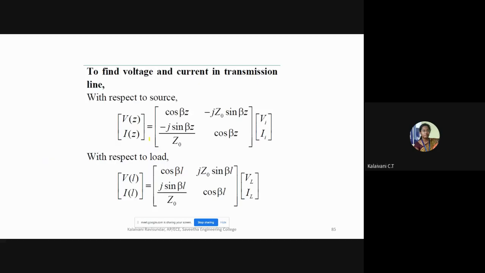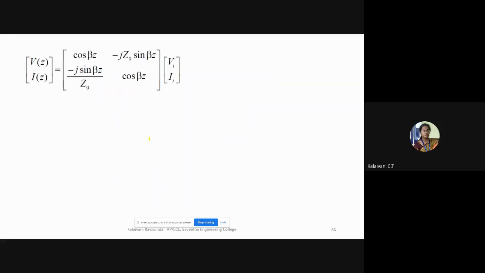Either you may have studied it in the matrix form or as the individual equations. This is the input voltage, output voltage. Recall this equation. This equation only we are going to use for this question to find the voltage. In this equation, Vz will be our load voltage. Since we are taking a quarter wave line, z is equal to lambda by 4, and Vz will be equal to VL.